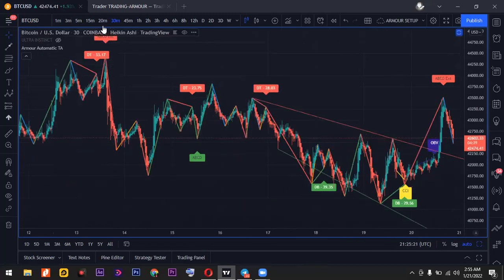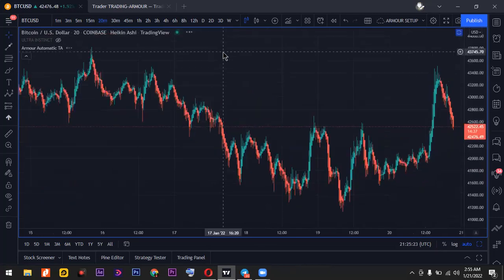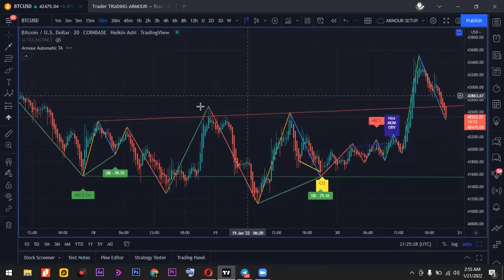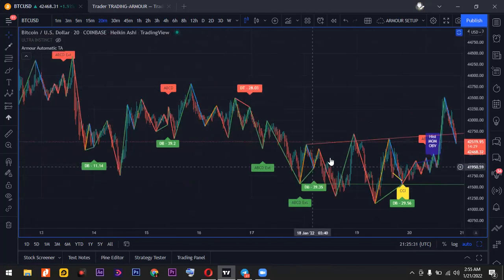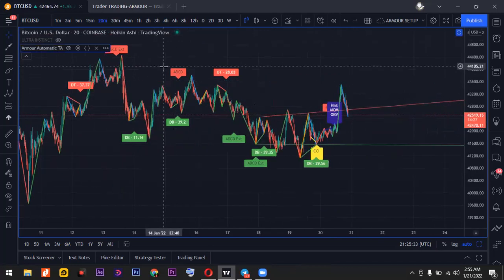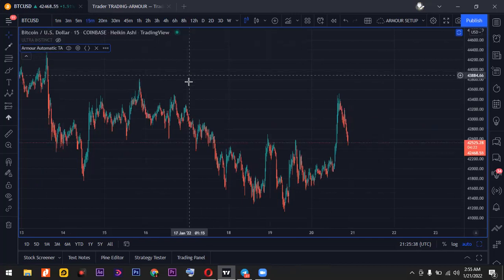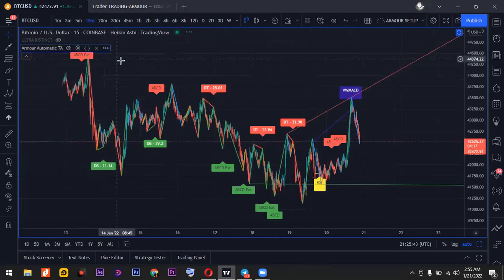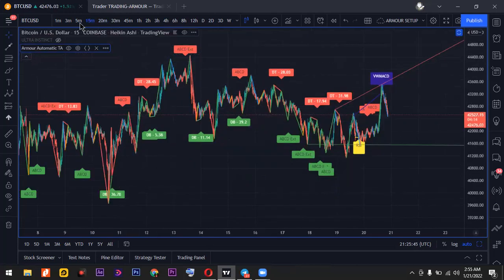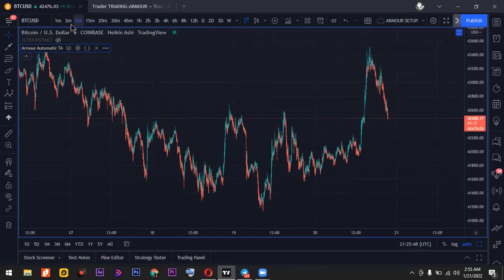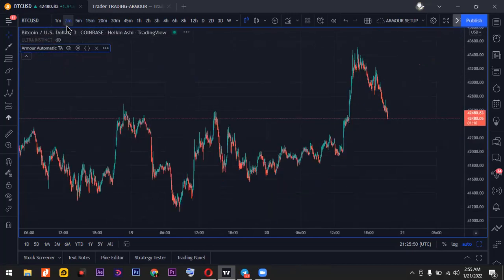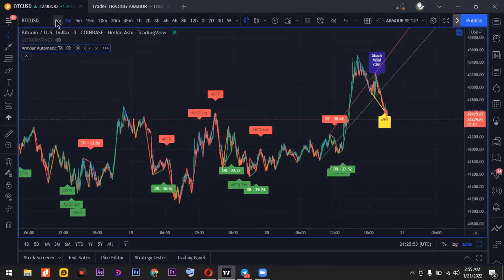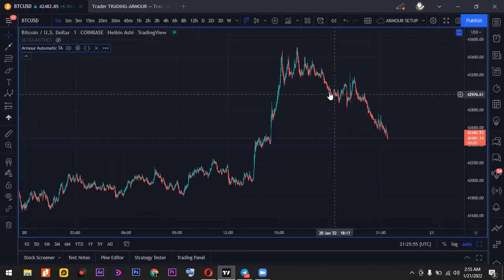Let me remove this, go to the other time frame. So here, look. No, this is another pattern. It's a diamond pattern. I guess it's not available here because it already broke in the other direction. It's forming another pattern.